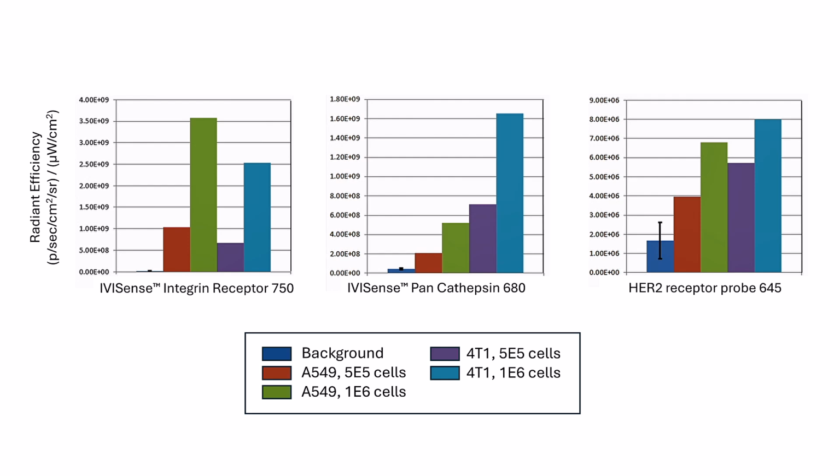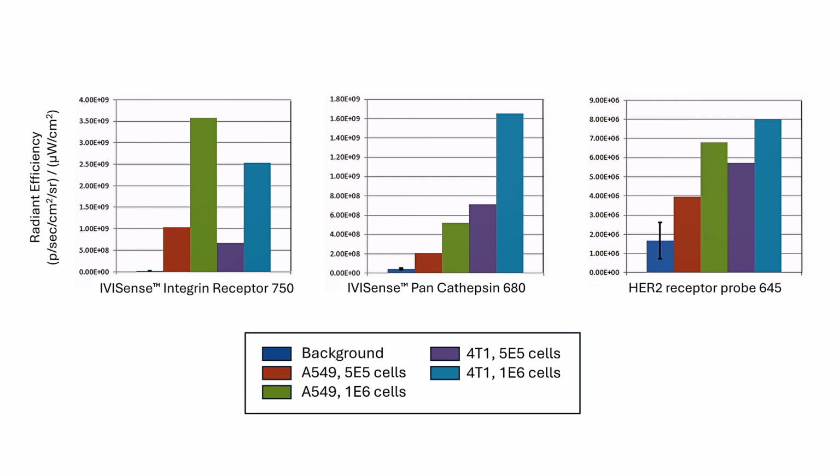The HER2 receptor probe did not have a high affinity for either cell line, even at higher cell concentrations. It's merely fourfold over background even with 1 million cells. Therefore, it's doubtful that this probe would be visible or useful for these cell lines in vivo.